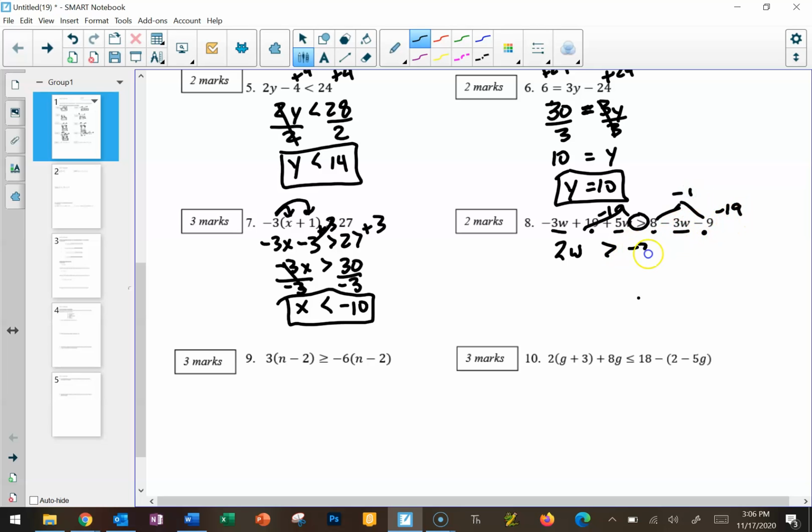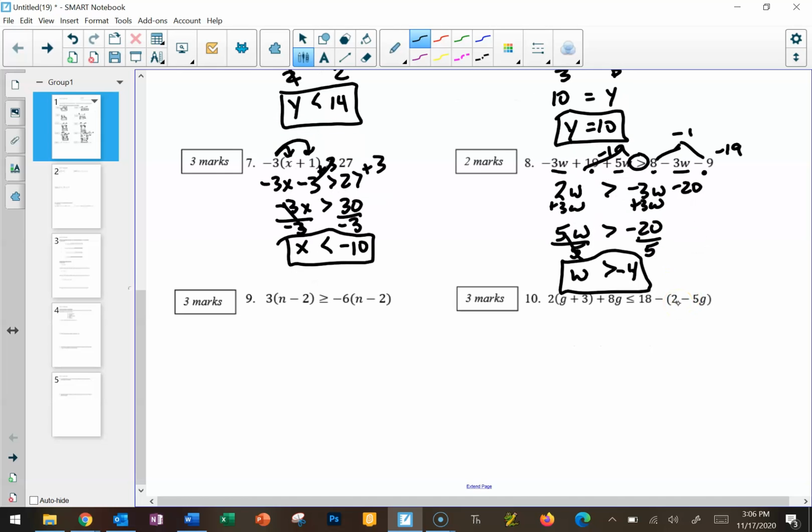And I still got the negative 3w here. Got to bring the 3w to the other side, so I got to add 3w to both sides. And I'm left with 5w is greater than -20. Divide by 5, so the sign doesn't need to change because we're dividing by a positive number. And that leaves us with w is greater than -4. Now, it didn't matter that there was a negative on this side. It's because we were dividing by a positive 5. So don't be thrown if there's a negative on the other side of the inequality. It's only if you're multiplying or dividing by a negative number.